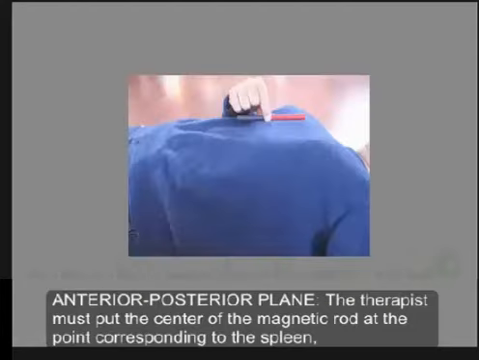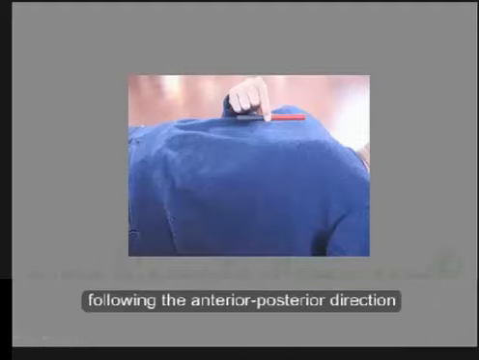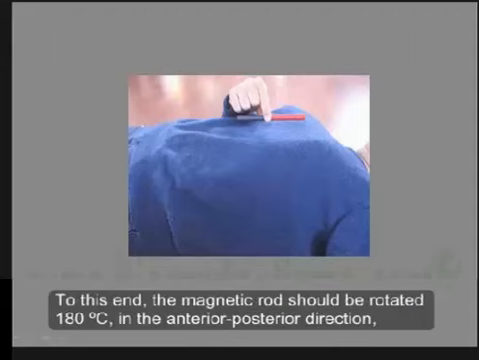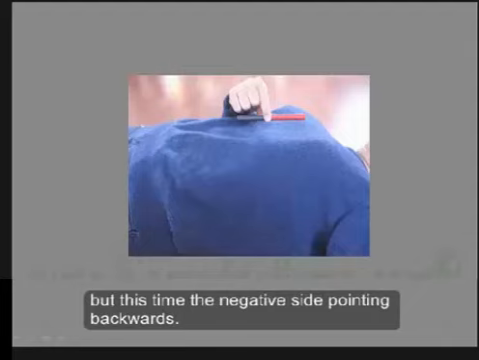Anterior-posterior plane. The therapist must put the center of the magnetic rod at the point corresponding to the spleen, following the anterior-posterior direction, and the negative side pointing forward and the positive side pointing backwards. Then the magnetic rod should be rotated 180 degrees in the anterior-posterior direction, but this time the negative side pointing backwards.